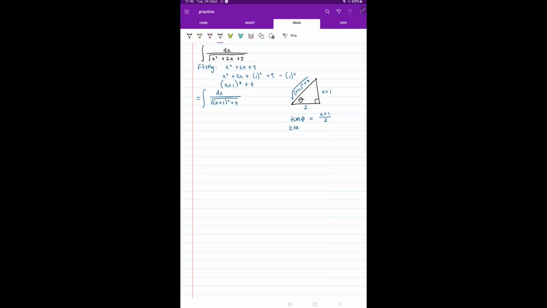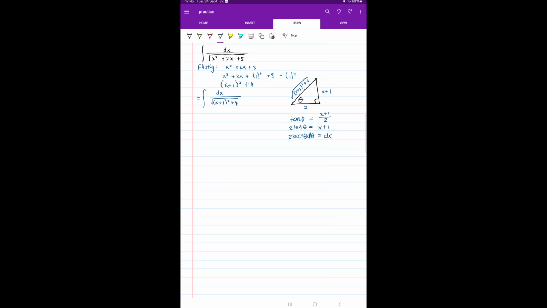Multiply both sides by 2, we get 2 tangent theta is x plus 1. Now I'm not going to minus 1 on both sides, because when I take the derivative, we get the same thing anyways, because this one would become 0. Okay.